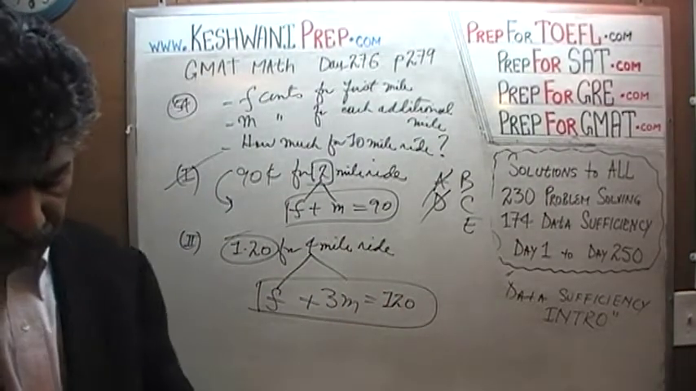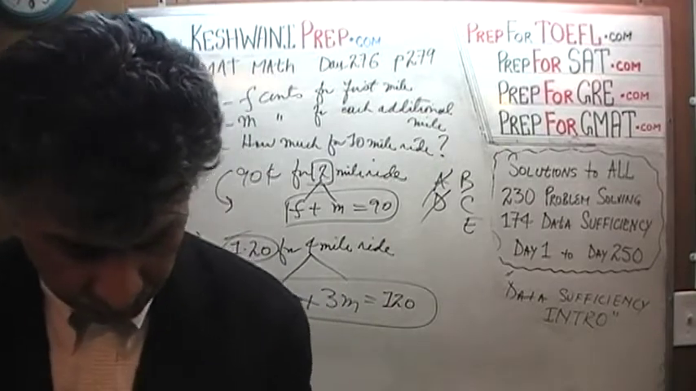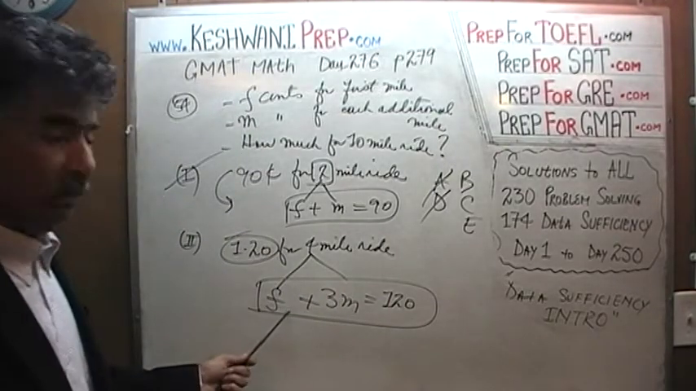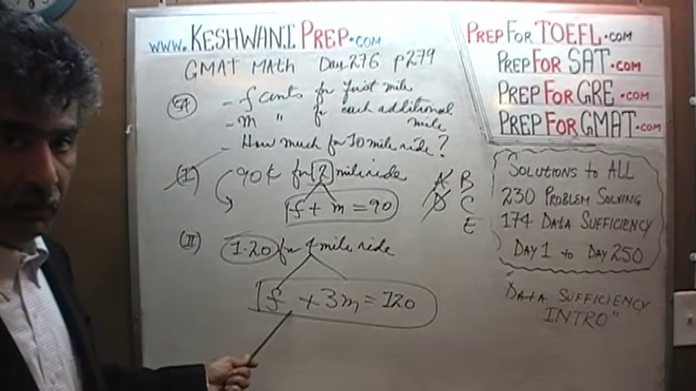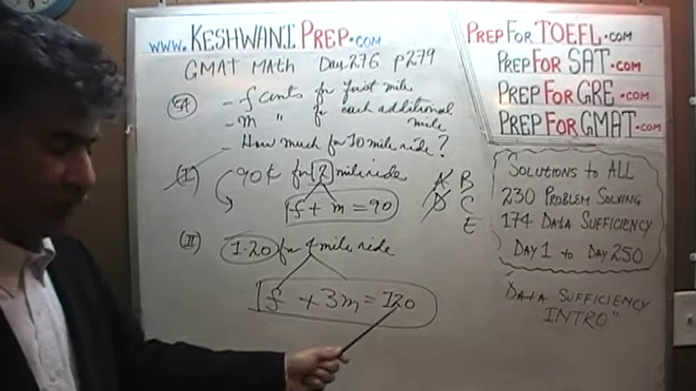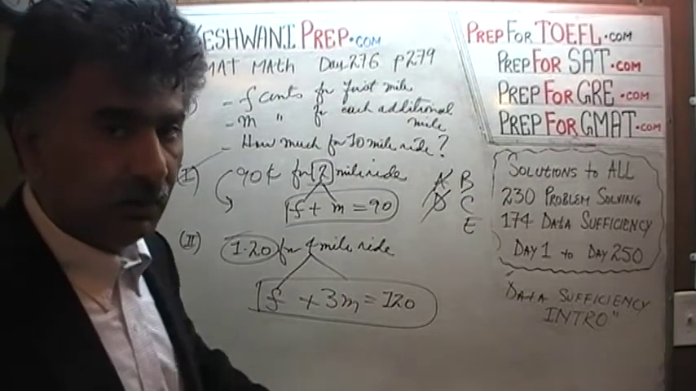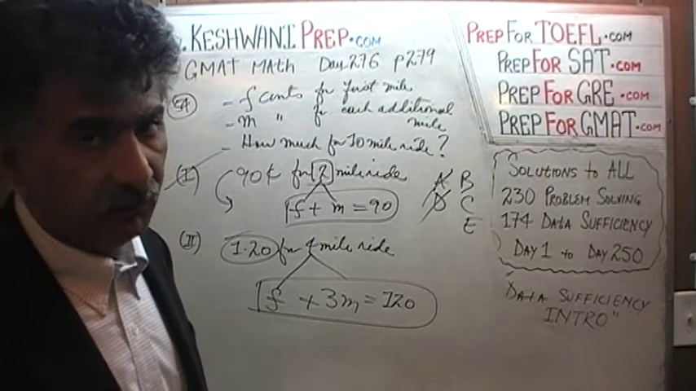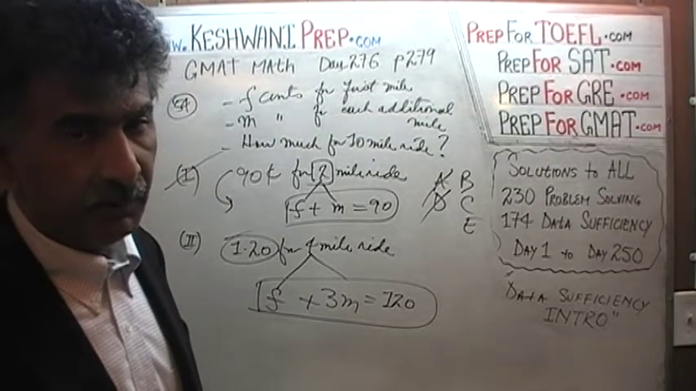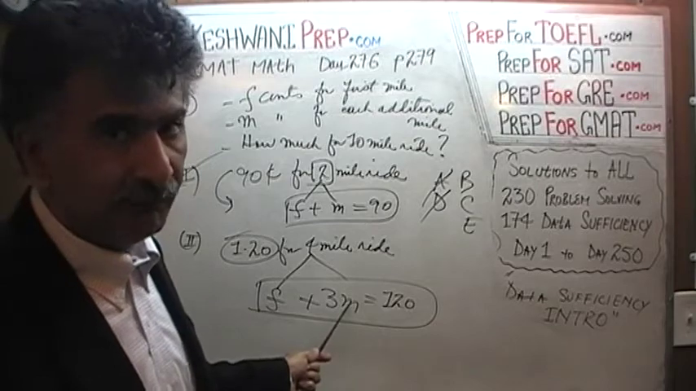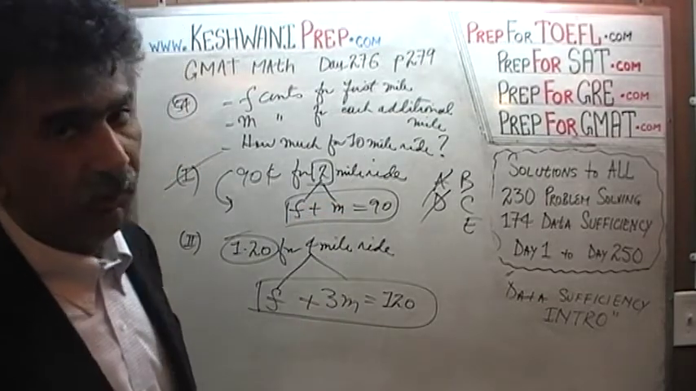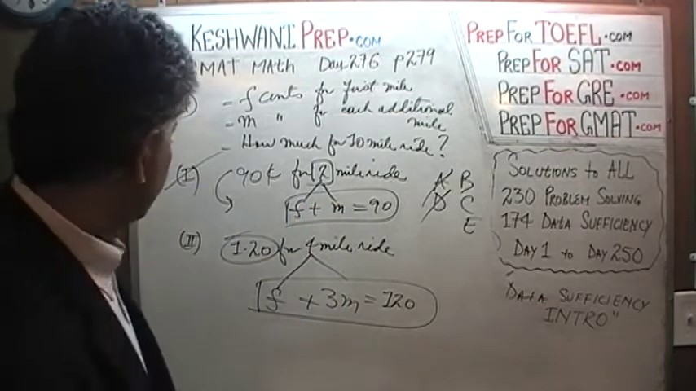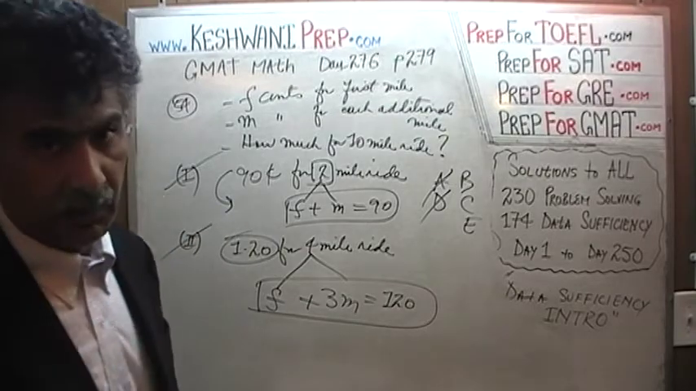Again, we have the same exact problem as before: we have one equation, F plus 3M equals 120, but 2 unknowns. We cannot do anything with it. We cannot solve for the values of F and M, and until we have the unique values of F and M, we cannot answer how much the 10-mile ride is going to cost. So the second statement by itself is also not enough.